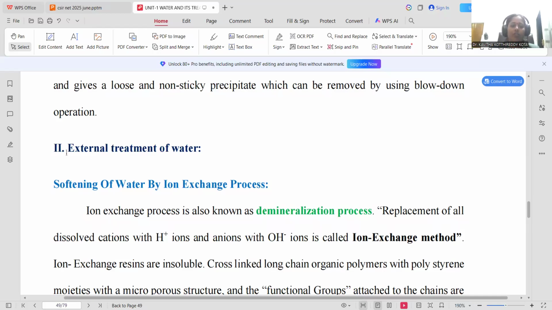The session is going to deal with external treatment of water softening by ion exchange process. This is part of the water and its treatment chapter from engineering chemistry. The topic we are discussing is taken from the textbook of engineering chemistry authored by Dr. Kavitha Kuttireddy Kota. Earlier also, a series of sessions we already recorded.